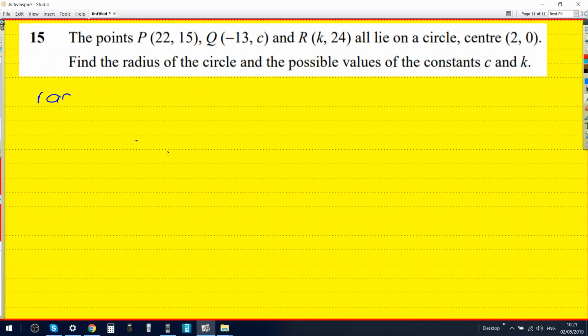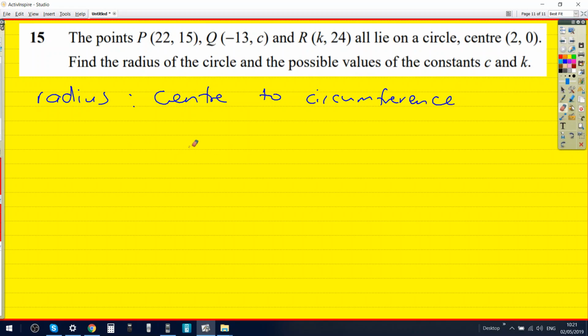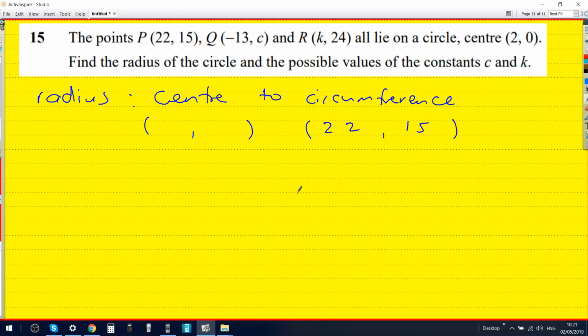Yeah. Straight line. So for this one, what's the center? What's the edge? Well, all the points lie on the circumference. So is there one that we know that we can use? Center. 22, 15. So 22, 15. Do we know the center?